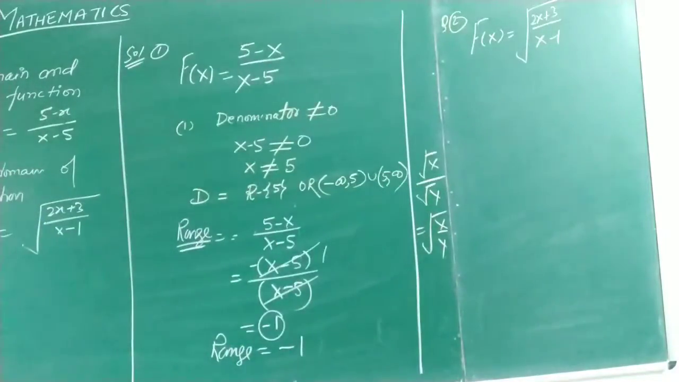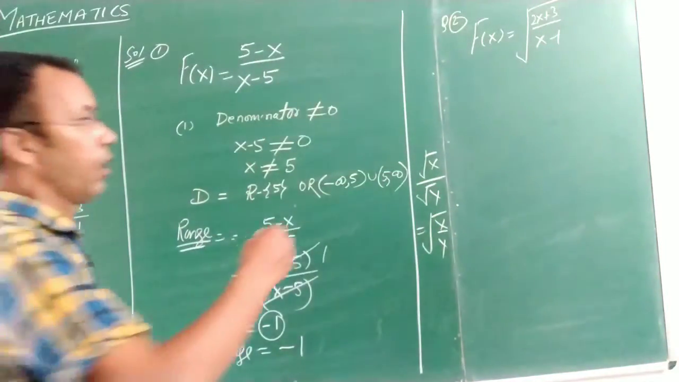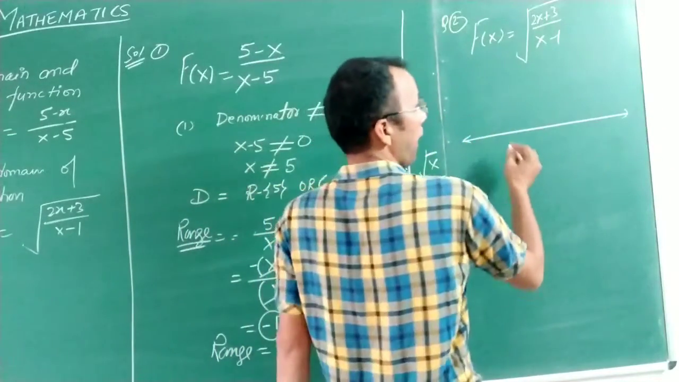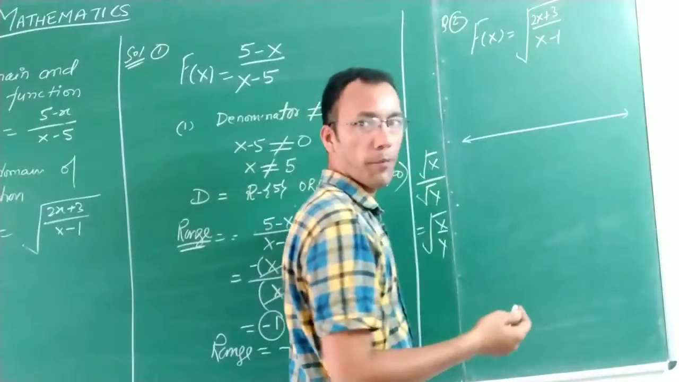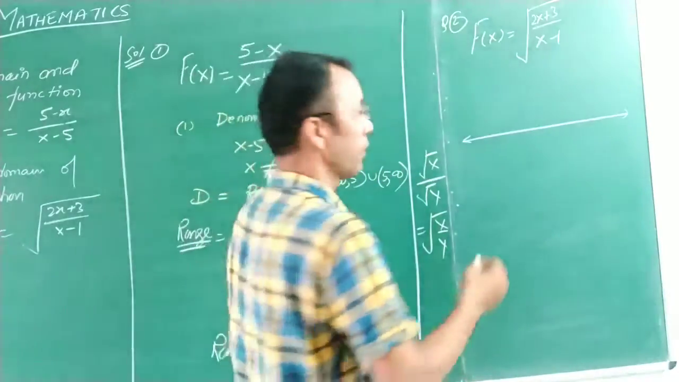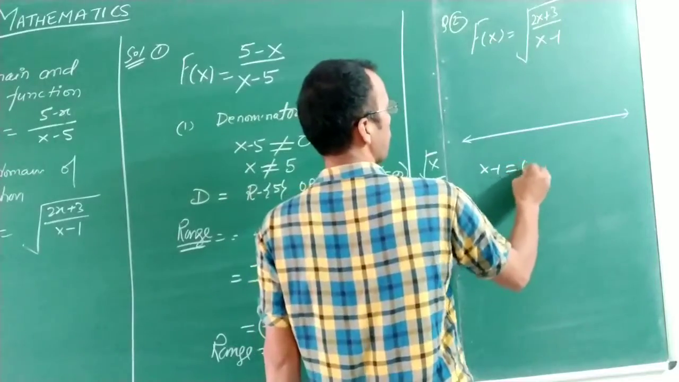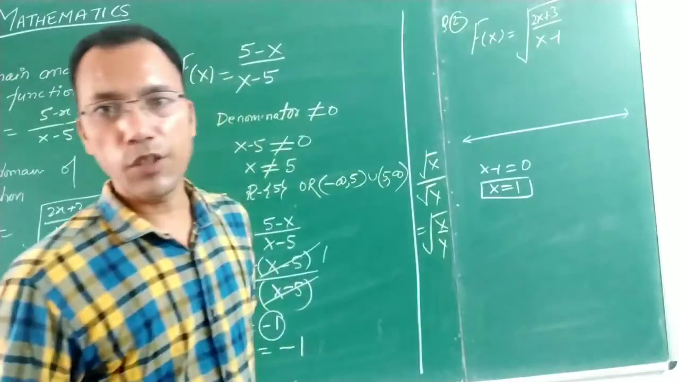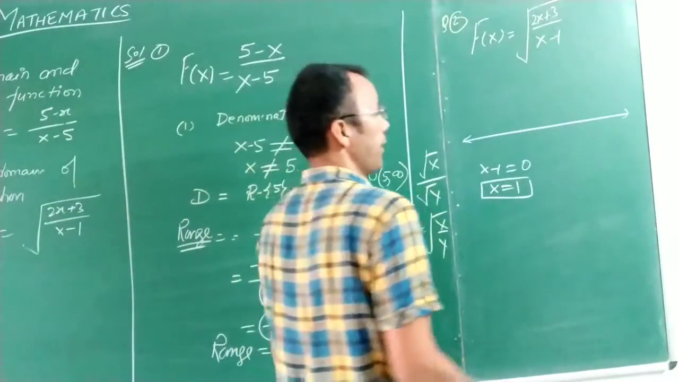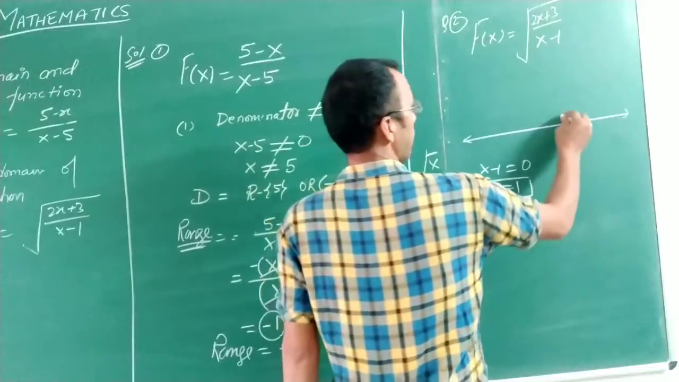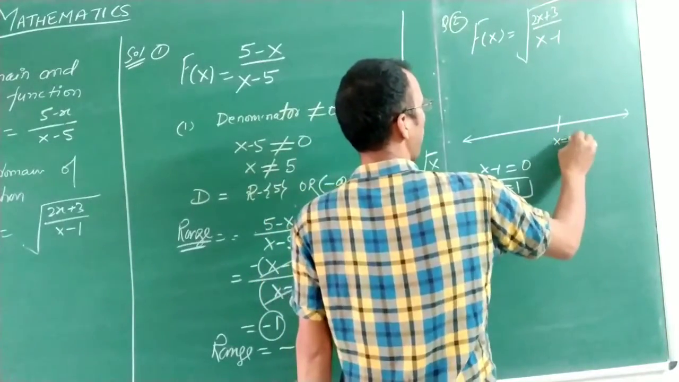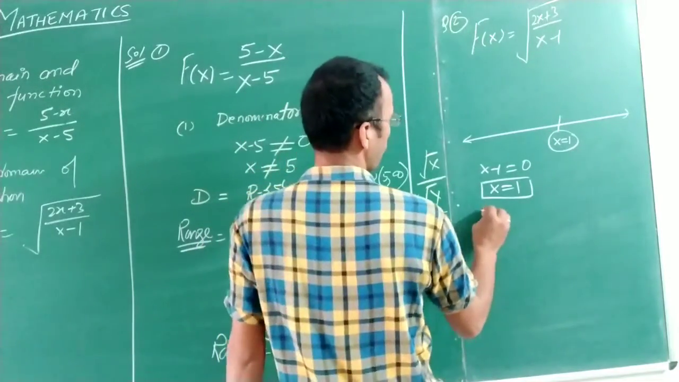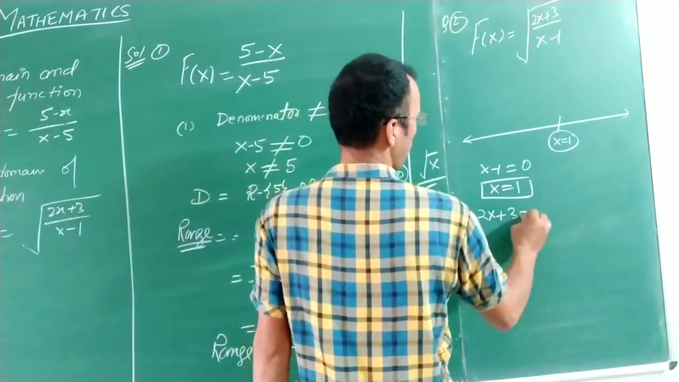I am just writing this. First, draw a number line and check it. The critical point, as I am calling it: x minus 1 is equal to 0, then x is equal to 1. That means I cannot put x is equal to 1 because it is an undefined case. This is the first point. And now check the numerator where it is 0. Then 2x plus 3 is equal to 0.